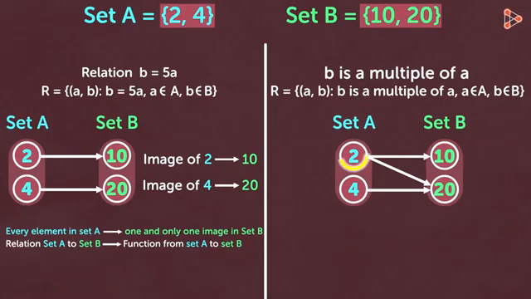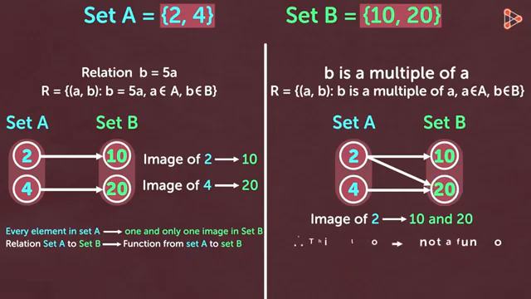Look closely at element 2 in set A. It has not one but 2 images, 10 and 20, in set B. Element 4, however, has only one image. Since one of the elements has more than one image, we can say that this relation is not a function.